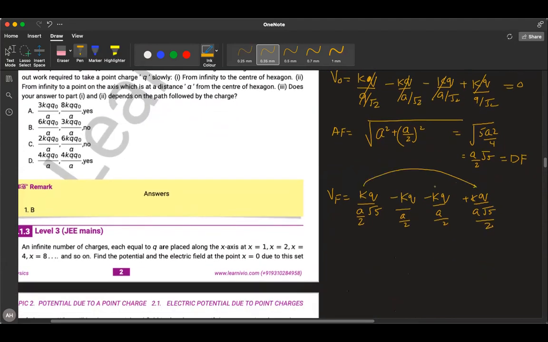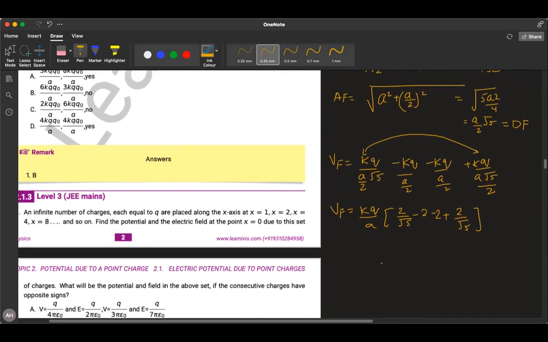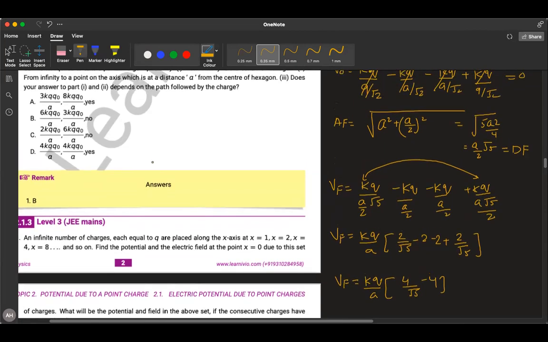So see, these two terms will get added up. Let's calculate this. Let's take KQ by A as common. This 2 will go to the numerator, so this is 2 by root 5, and the other 2s will go to the numerator too, giving 2, 2, and 2 by root 5. So the potential at point F is KQ by A times 2 by root 5 plus 2 by root 5, which is 4 by root 5, minus 2 minus 2, which is minus 4. This is the potential at point F.